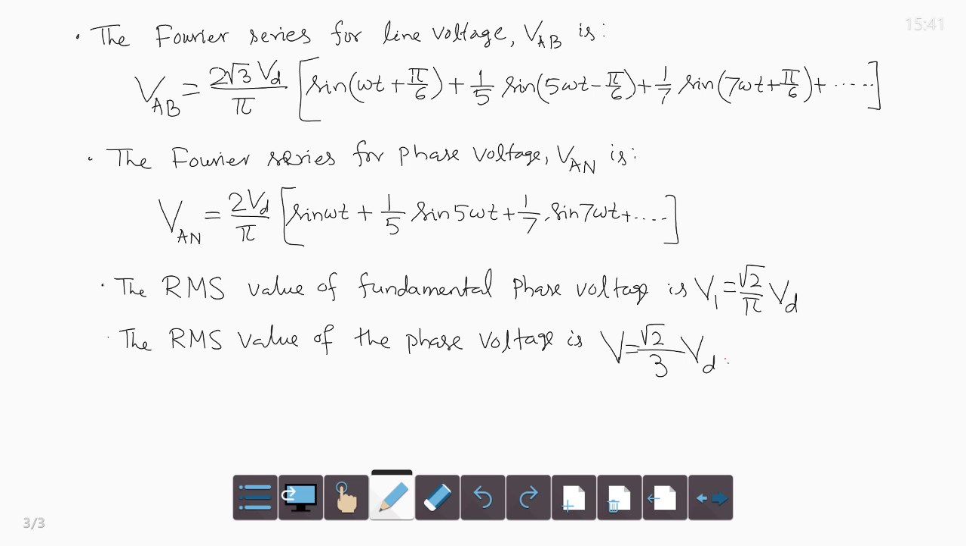The RMS value of the fundamental phase voltage is V1, that is root 2 Vd by pi, and the RMS value of the phase voltage is V, that is root 2 Vd by 3.